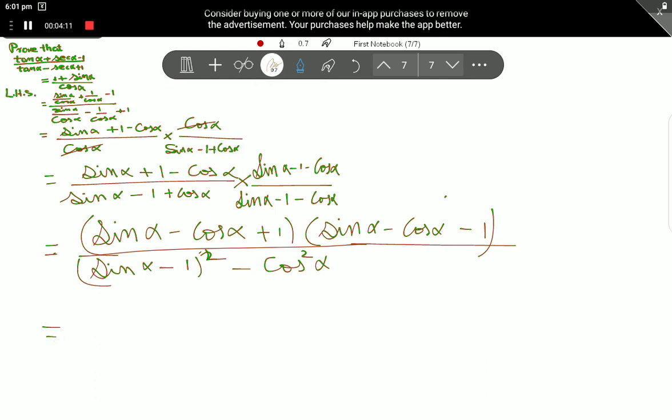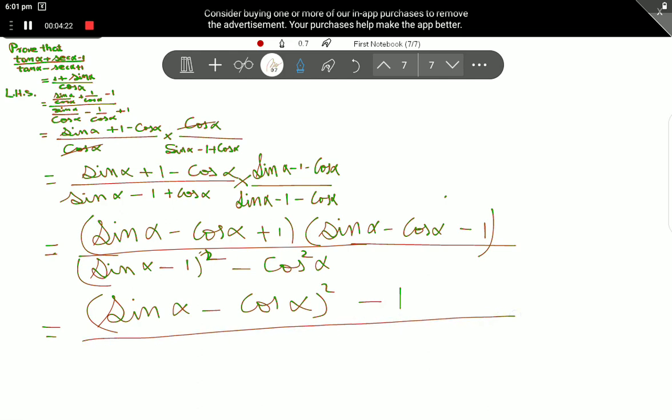So in the numerator we have (sin alpha minus cos alpha) whole thing squared minus 1. In the denominator we have (sin alpha minus 1) whole thing squared. Then we can expand it. We have (A minus B) whole thing squared equal to A squared, sin squared alpha, plus B squared, plus 1, minus 2 sin alpha, minus cos squared alpha.